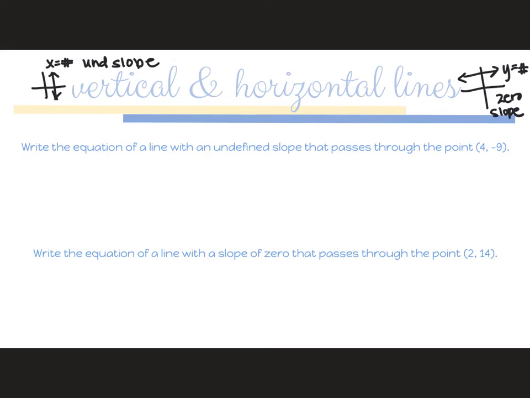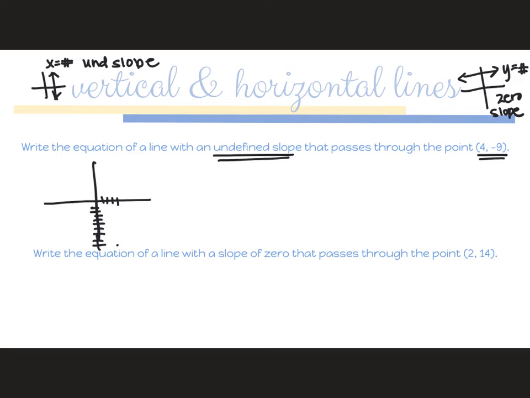For our first example, it says write the equation of a line with undefined slope that passes through the point (4, -9). If you think about this in terms of a graph, I would have (4, -9).